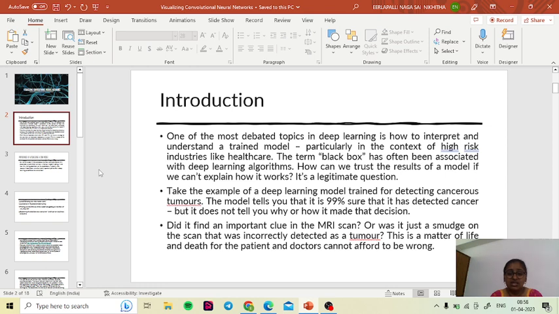This model tells us that it is 99% sure that it has detected the cancer. But it does not tell why or how it made the decision. Did it find an important clue in the MRI scan, or is it just a smudge on the scan that was incorrectly detected as a tumor? This is a matter of life and death for a patient, and a doctor cannot afford to be wrong.